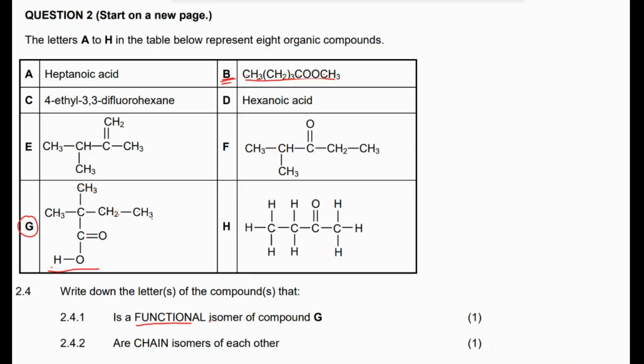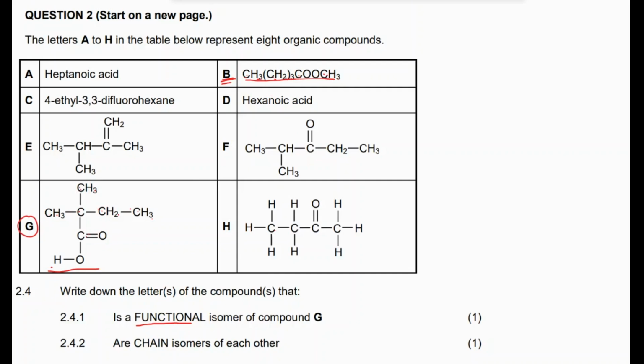Yes, they are. Because how many carbons do we have? For compound B, we have 1, and then here we have 3 of them because it's times 3 here. So it's going to be 1, 4, and then 5, 6. And then this side, for compound G, we have 1, 2, 3, 4, 5, 6 again. 6 carbons. Let's check hydrogens.